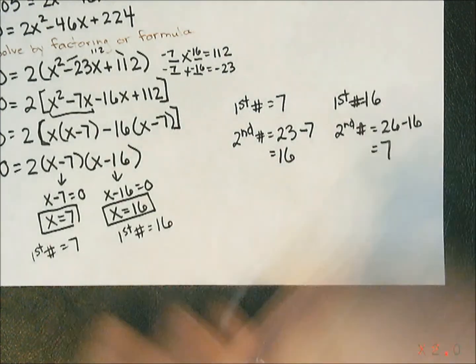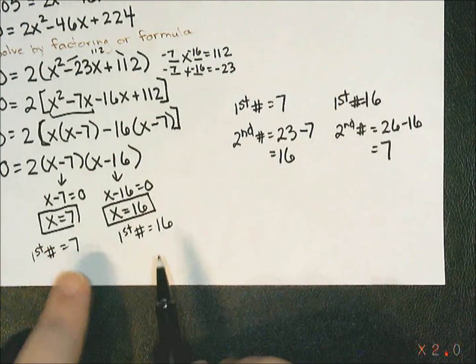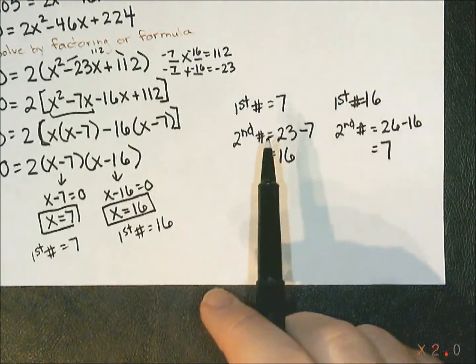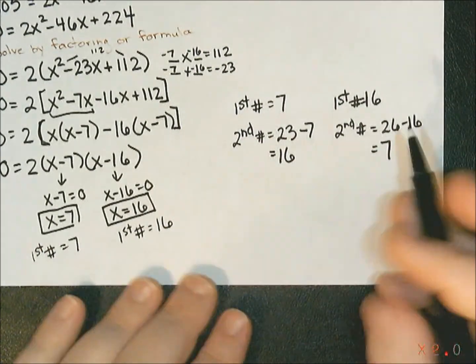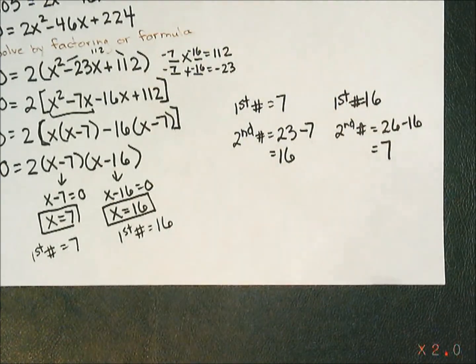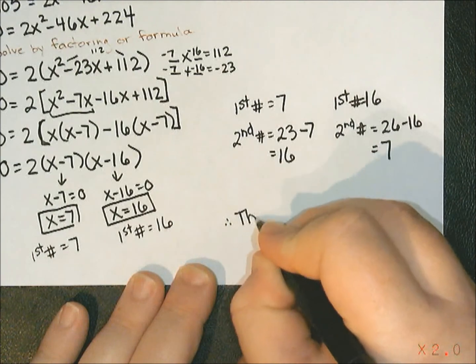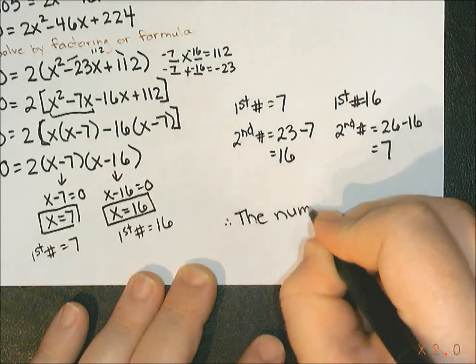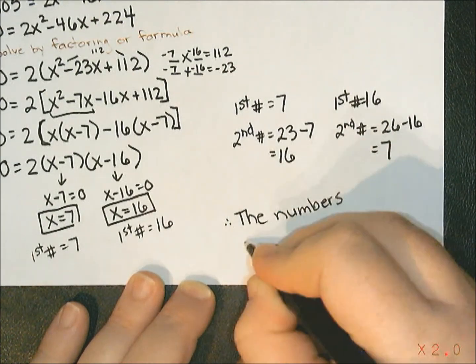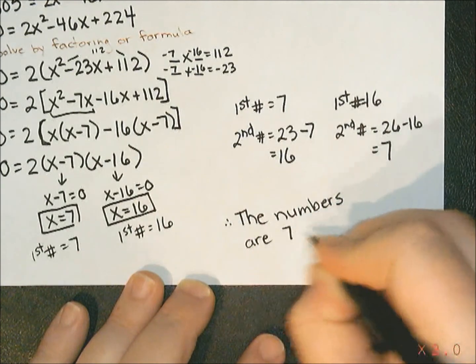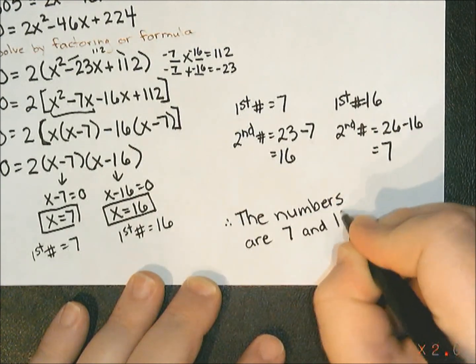Is it always going to work out that these are the two answers? No. Sometimes you will get two completely different sets, but in this case we actually just ended up with the two numbers being 7 and 16. So the numbers are 7 and 16.